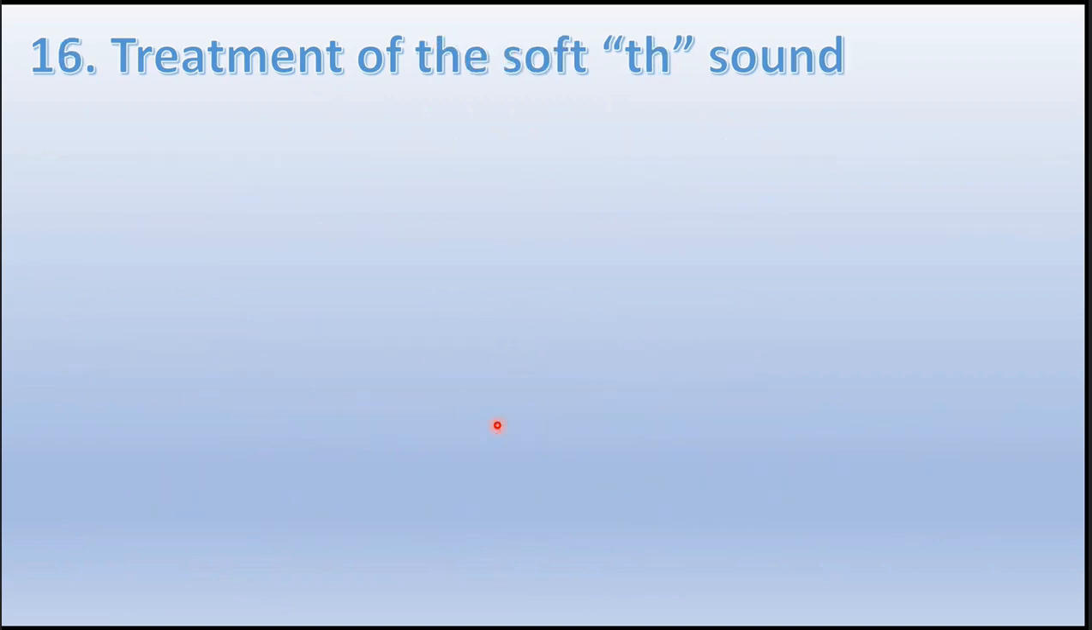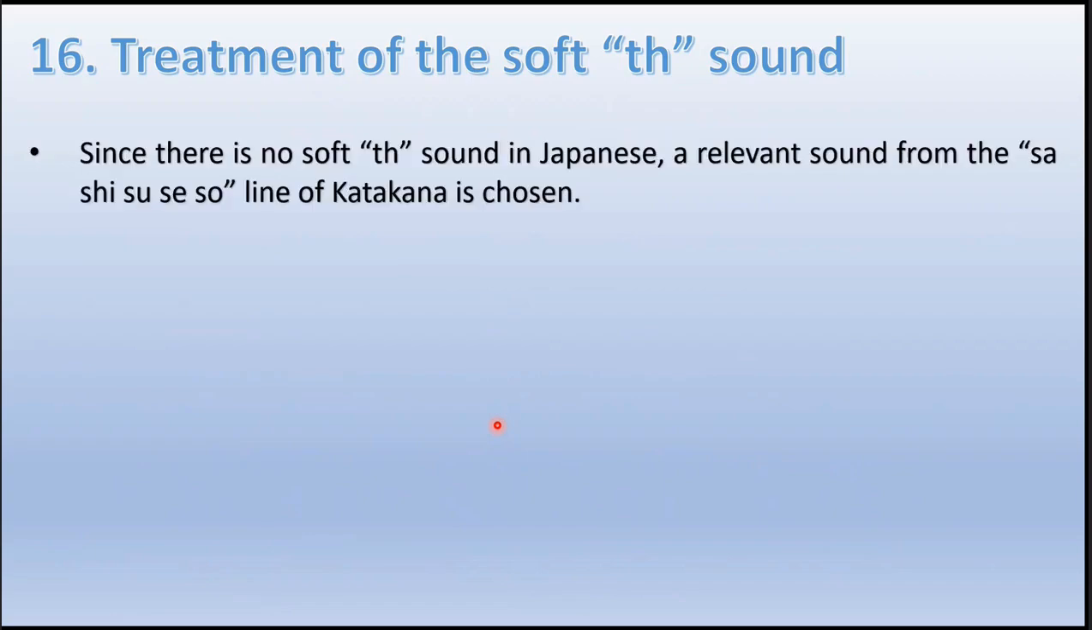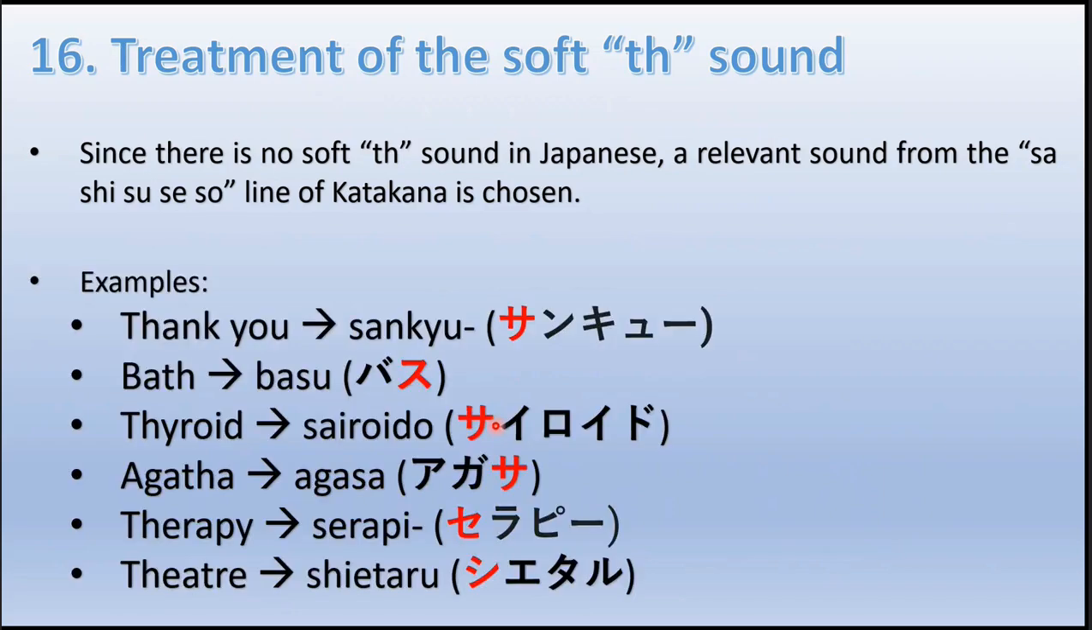Rule number 16 is treatment of the soft TH sound. Since there is no soft Th sound in Japanese, a relevant sound from the sa, shi, su, se, so line of katakana is chosen as the closest sound. Examples: thank you becomes sankyuu, bath becomes basu, thyroid becomes sairoido, therapy becomes serapii, and theater becomes shiataa. As you can see, all of these have the soft Th sound.